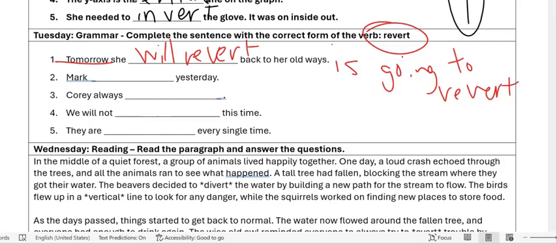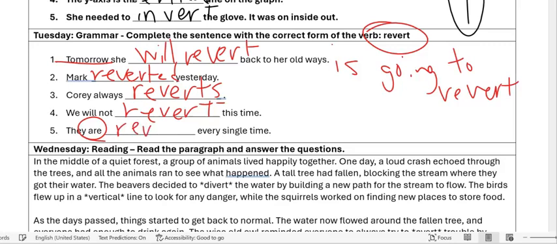All right, Mark, yesterday. To make it yesterday, remember we add that suffix ed at the end. Mark reverted yesterday. Corey always, this happens all the time, Corey always reverts. Our ending is an S there because it's about Corey. We will, here the word is going to stay the same, revert this time. And they are, because we have an R here, we have to add a different ending. Our ending will be reverting, ing, because it's with R. So remember we have is, am, are, doing something.